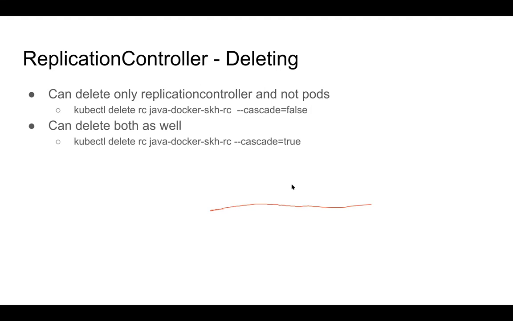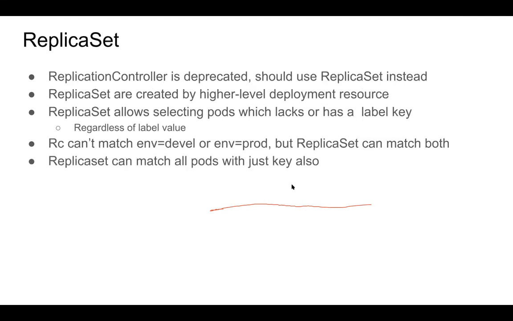So that's about deleting. Now we'll move to the replica set. The replication controller is deprecated right now. We should use ReplicaSet instead. And the reason we went through replication controller is, as I discussed, many application configurations still have a replication controller, so you should know such an object exists. The replica sets are created by the higher level deployment resource.